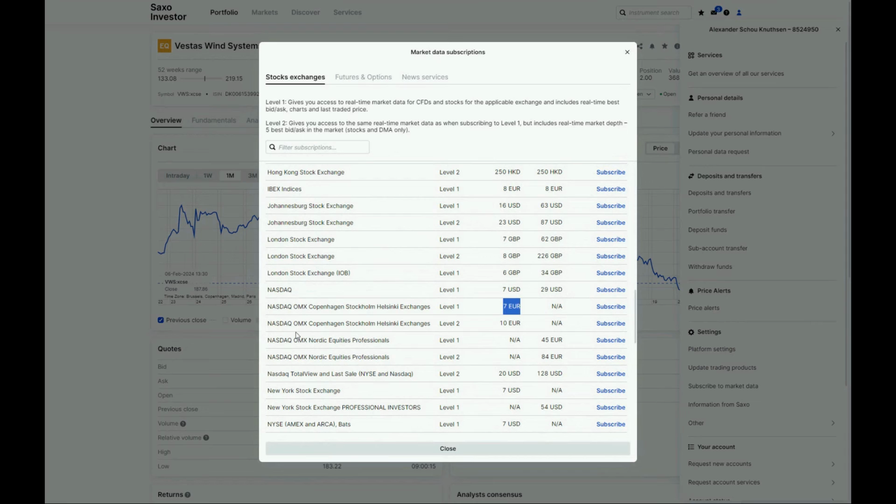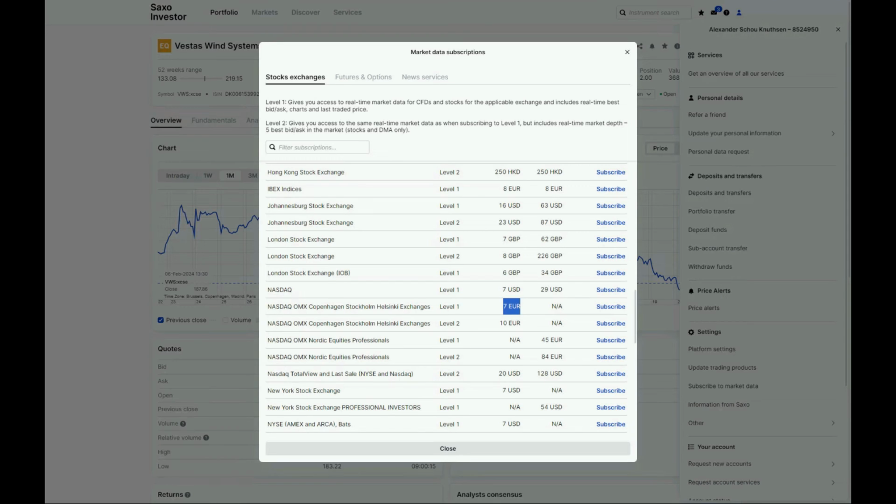If you make 4 trades on the Copenhagen, Stockholm, Helsinki exchange after you've subscribed to real-time data, you will get your money refunded. And 4 trades could be buy, buy, buy, buy. It could be sell, sell, sell, sell. It could be buy, sell, buy, sell. But it has to be within that exchange.